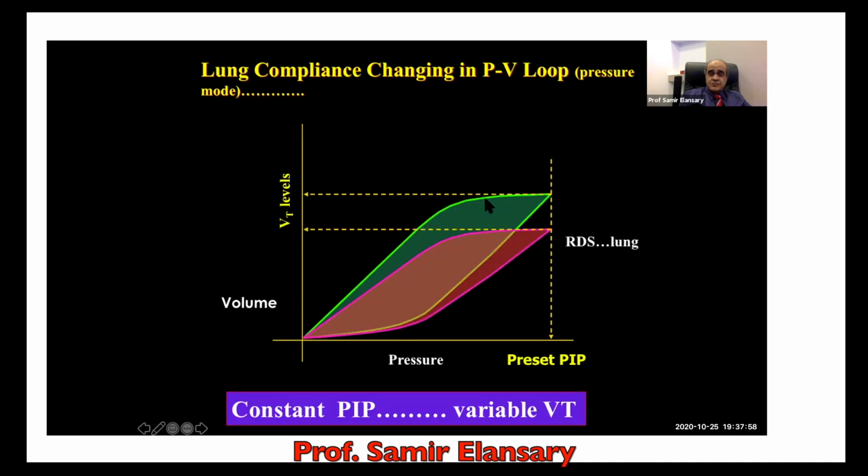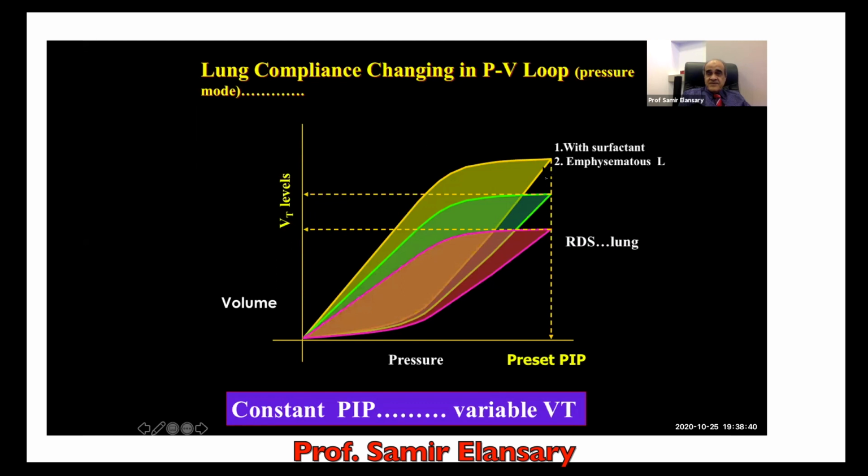In RDS, you will see, depending on the mode you use in your ventilator, that pressure controlled ventilation fixes the pressure, and the volume will change according to changes in compliance. If the patient is suffering from RDS and low volume, the curve will be shifted downward and maybe to the right, but due to the preset peak inspiratory pressure, only the volume will change. In contrast, in volume controlled ventilation, the pressure will change but the volume will be fixed. So in pressure control, we have constant peak inspiratory pressure but variable tidal volume.